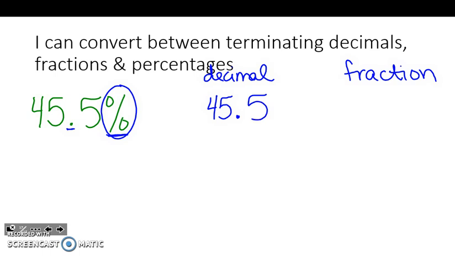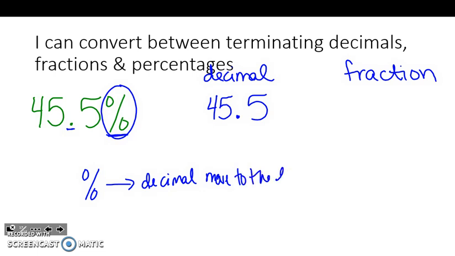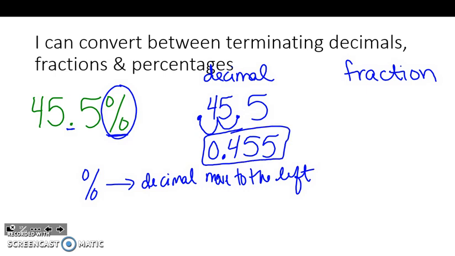Okay, so I'm going to take 45.5, and if I'm going from a percent to a decimal, I move it to the left. So we move it 1, 2. So now it's in front of the 4, so 0.455, and then I always add a 0 in the front for that placeholder. Notice my answer is nice and clean, okay? Can't have those loop-de-loops in there.